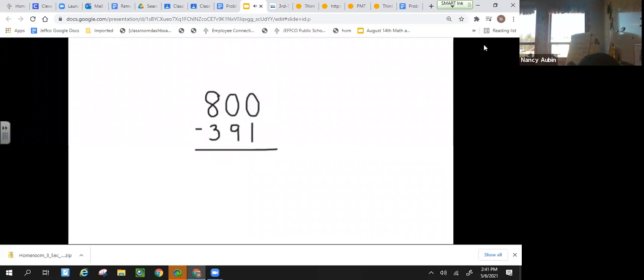Let's try another problem. We have 2 zeros in a 100, so we are going to need to borrow from our hundreds place. We cannot do 0 minus 1. There is nothing to borrow in the tens place, so we need to borrow from our hundreds place. We're taking 1 away, so our 8 becomes a 7, and then we're adding 10 to our 0 to make it 10. Now we have something to give to our ones place. So we're taking 1 away from our 10 to make it a 9, and then we're adding 10 to our 0 to make it a 10.